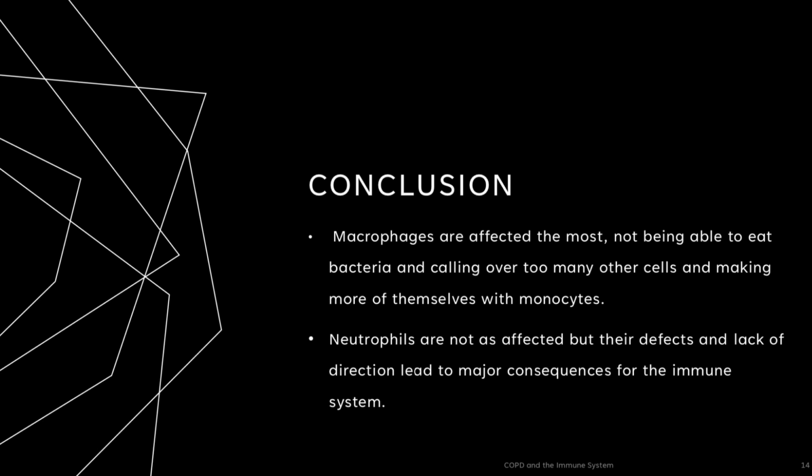In conclusion, chronic obstructive pulmonary disease affects the innate immune system, and more specifically, macrophages, which in turn end up causing defects in all other cells and processes. Macrophage defects are a major part of COPD and a defining characteristic of the disease. Neutrophils are not as affected, but their defects also do lead to major consequences within the body.